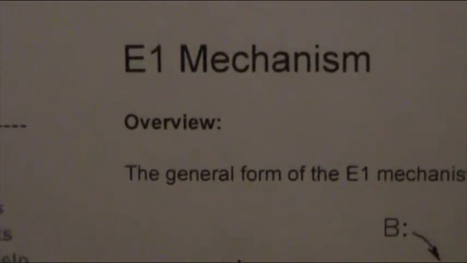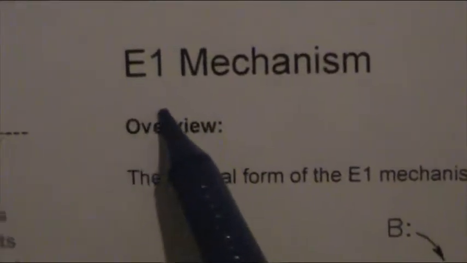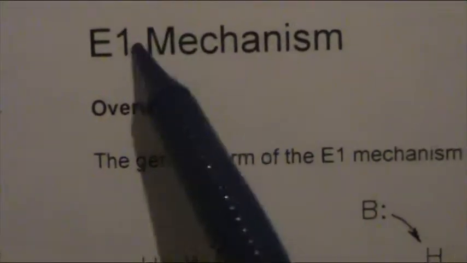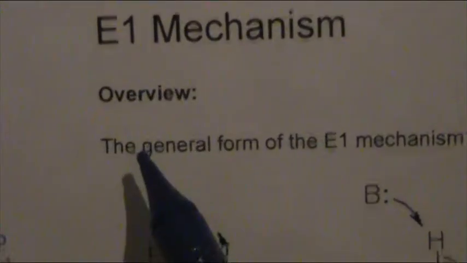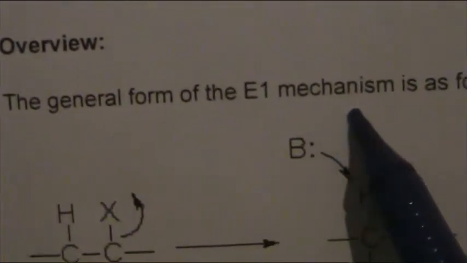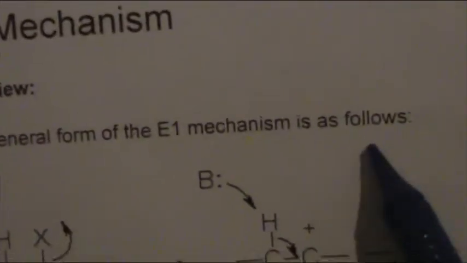Let's talk about E1 mechanisms. So what is an E1 reaction mechanism? E1 is elimination, unimolecular, with one molecule involved here. So let's just see what happened. The general form of the E1 mechanism is as follows.